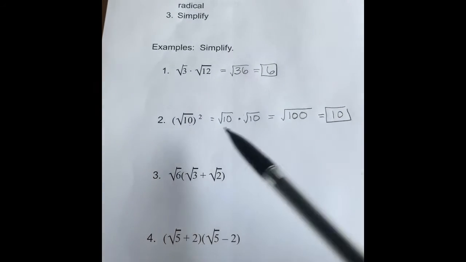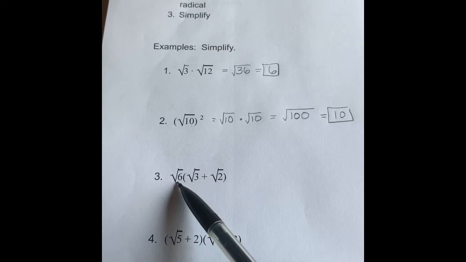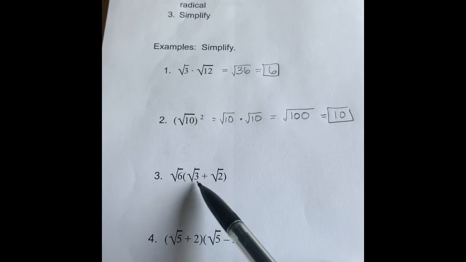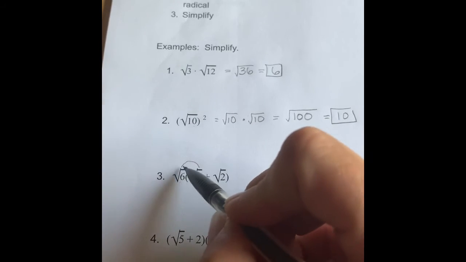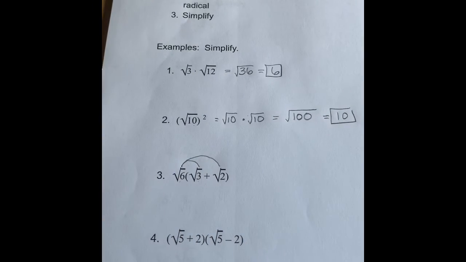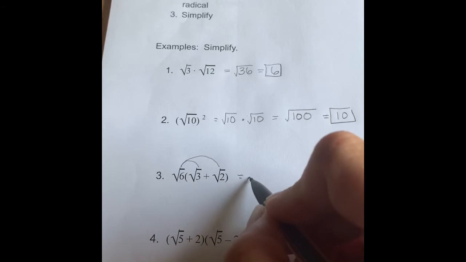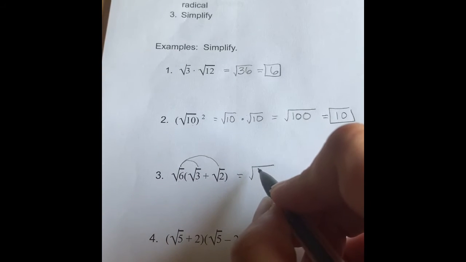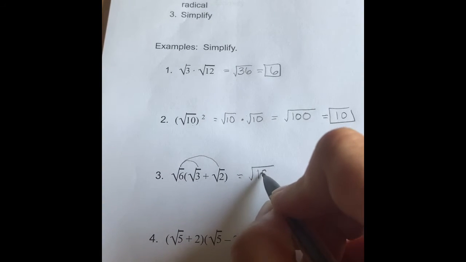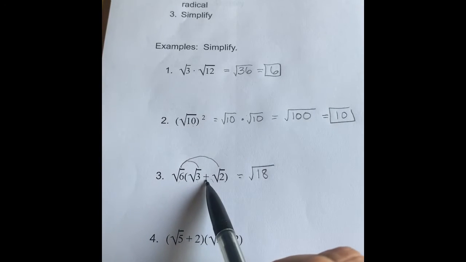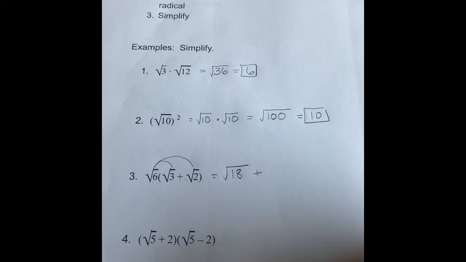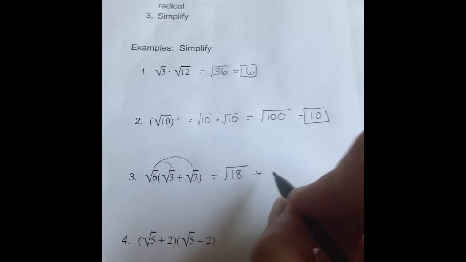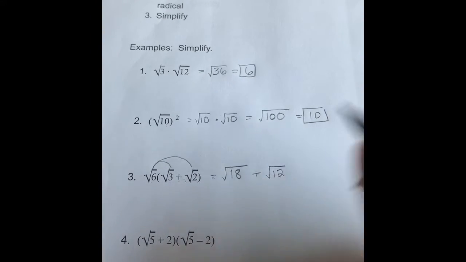On number 3, notice we have a square root on the outside, and then inside the parenthesis, there are 2 other square roots. So we're going to use the distributive property, and we're going to distribute that square root of 6 into both of those. So the square root of 6 times the square root of 3 is the square root of 18. Notice this plus sign right here, so we're going to put a plus sign here. And then the square root of 6 times the square root of 2 is the square root of 12.